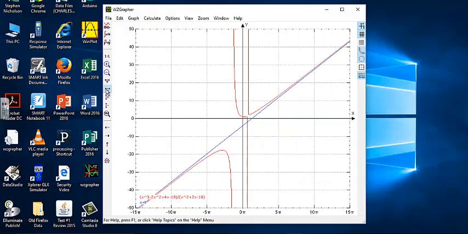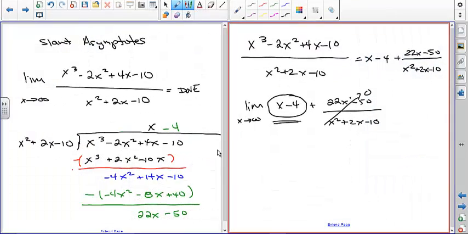So you can see that as x gets large in the negative direction, the red curve, which is the rational function, approaches x minus 4. And likewise, when the x value approaches positive infinity, the red curve approaches the blue curve. So those will provide guides to show you how the function behaves as you get to larger x values. Okay, so that's the slant asymptote. So now I'm going to have you do one here. The next one is yours.